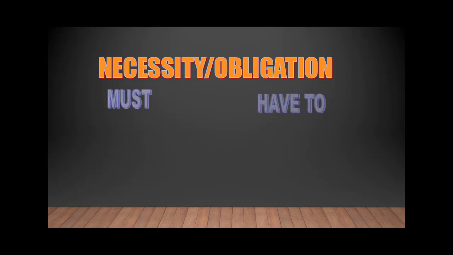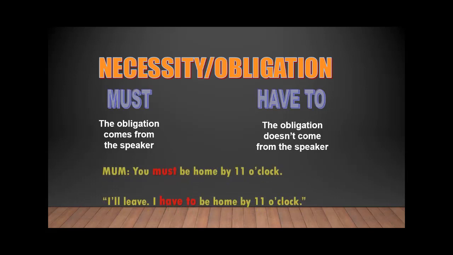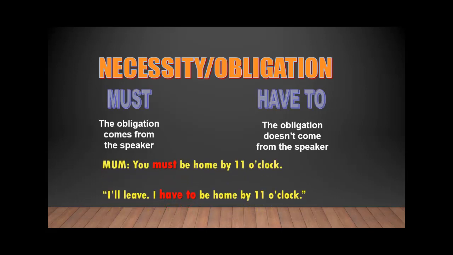Must and have to express necessity and obligation. We use must when the obligation comes from the speaker, while we use have to when the obligation doesn't come from the speaker. For example, a mom says to her son, "You must be home by 11 o'clock." And the boy says, "I have to be home by 11 o'clock."